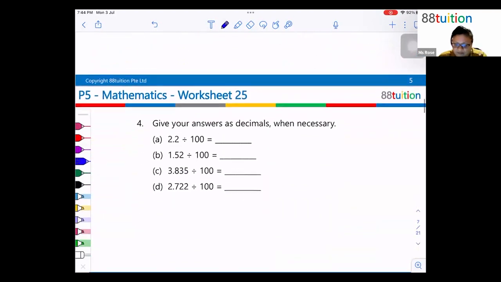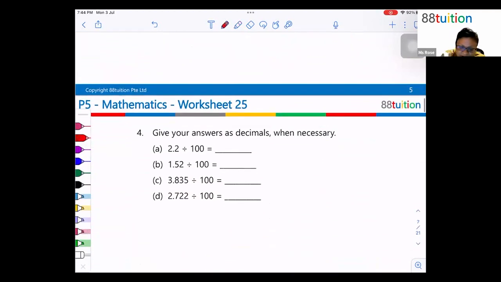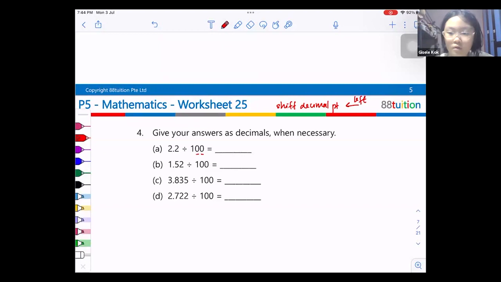Thank you. So division works the same way. Now, for multiplication, you shift to the right. For division, what do you do? You shift to the left. Okay? Multiplication, you shift to the right. So for the division, you shift the decimal point to the left. So divide by 100 means shift 2 decimal places to give you 0.022. Okay? So same thing for part B, shift 2 decimal places.